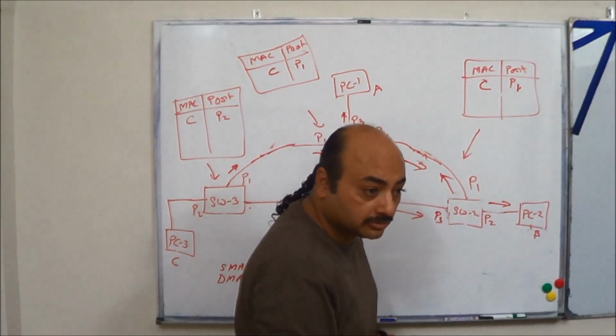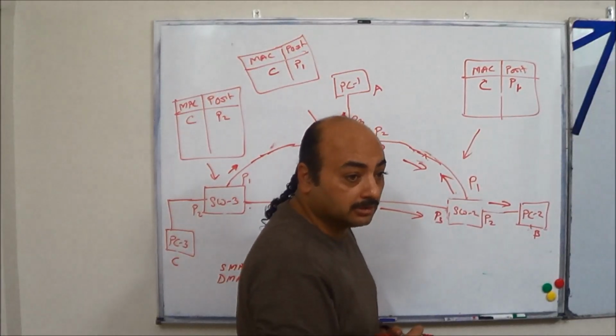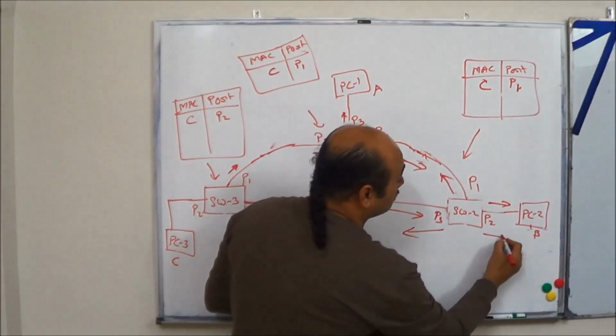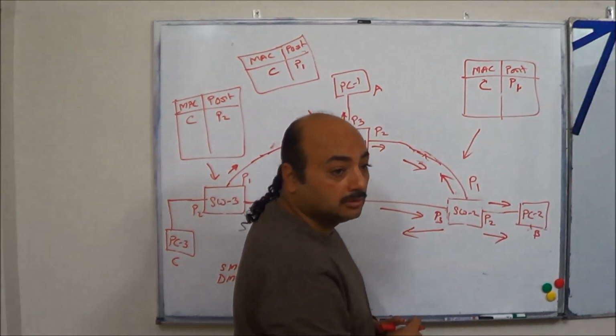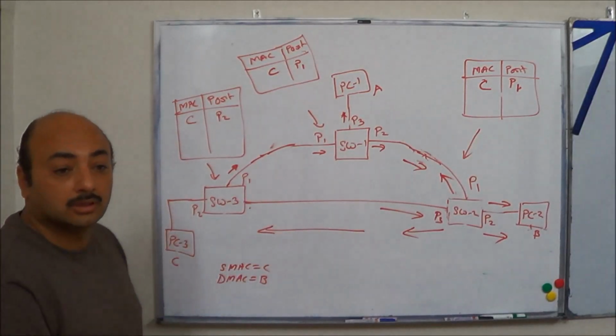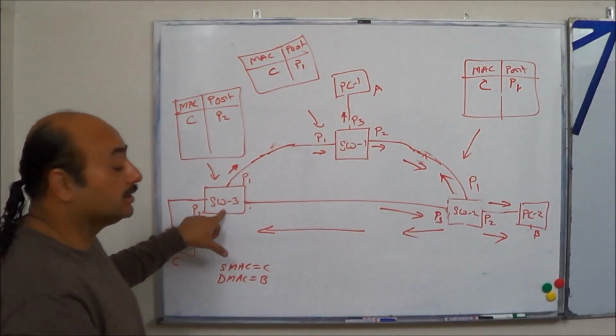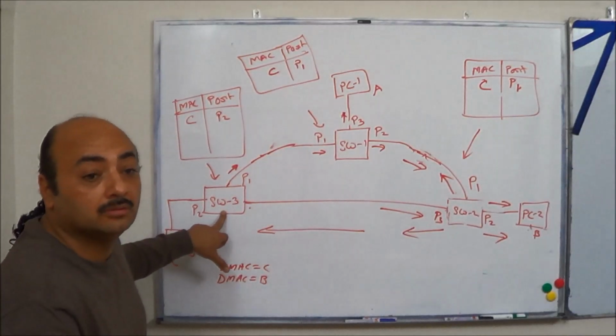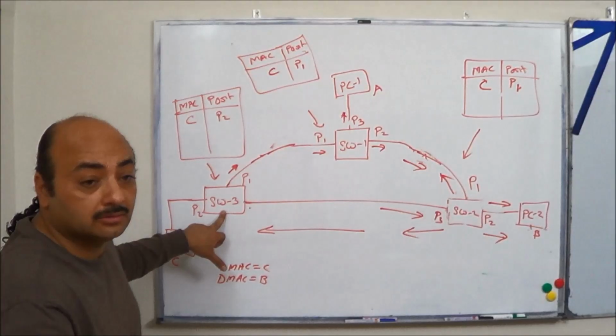And then take the destination MAC address, which is B. Is B in the MAC table? No. Let me flood it here. This is again happy. But now this frame is going to go here. This will say, oh, switch 3, I am getting a frame from source MAC address C and destination MAC address B.